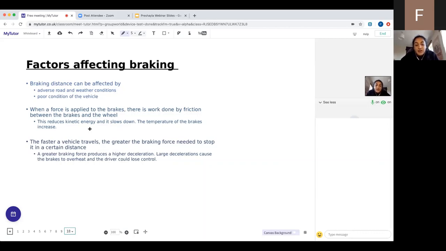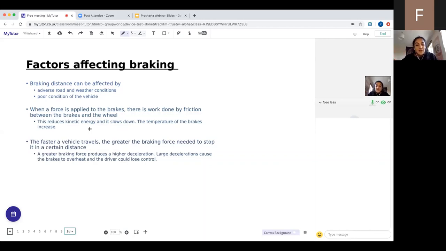This friction reduces kinetic energy and slows it down, which in turn makes the brake's temperature increase. So it takes the kinetic energy out, but then it has to store that kinetic energy somewhere. Remember, energy can't be destroyed, it can only be changed into a different energy. So the kinetic energy that we've drawn out to make the car slow down is put into the temperature of the brakes. So it's changed into thermal energy.